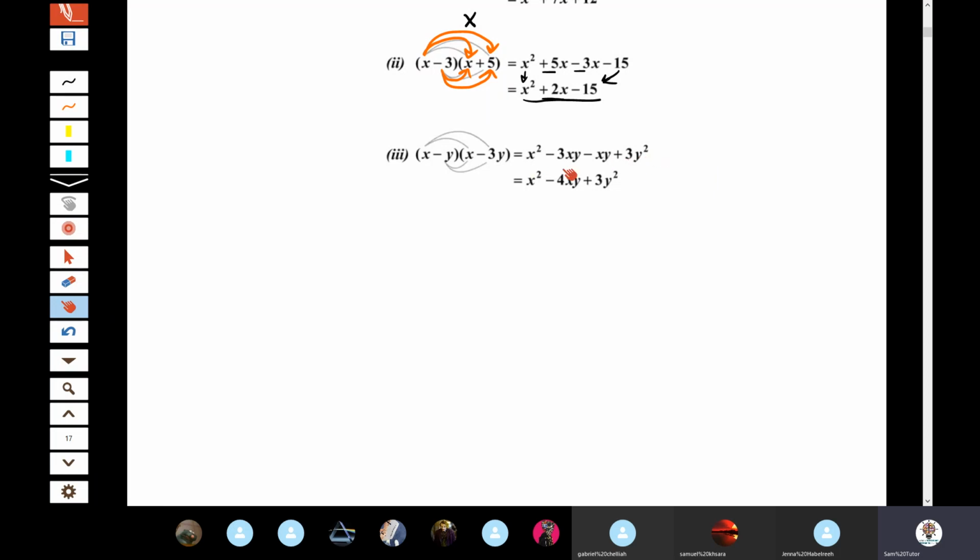Are there any other x squares? No, so you write that again. Are there any y squares? No, you write that again. Xy, xy, so what's minus 3? Minus 1. Minus 3 minus 1 is minus 4 xy. Please use your calculator if you have to for that one, so you don't get it wrong. Don't say 2 by accident. Minus 3 minus 1 is you're subtracting another one, so it's going to become minus 4. Minus 4, and then of course xy.